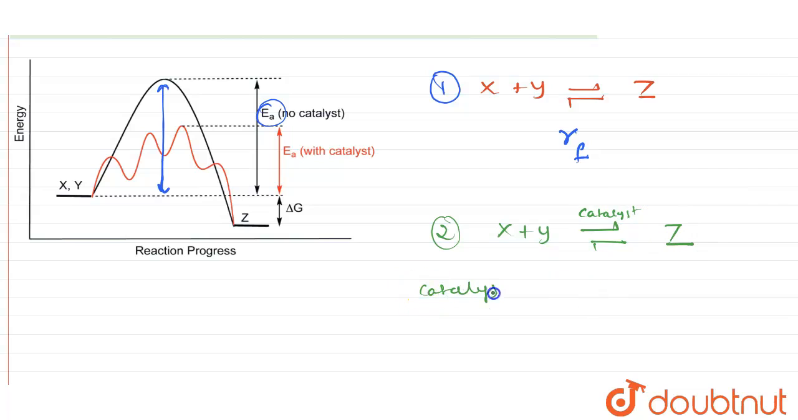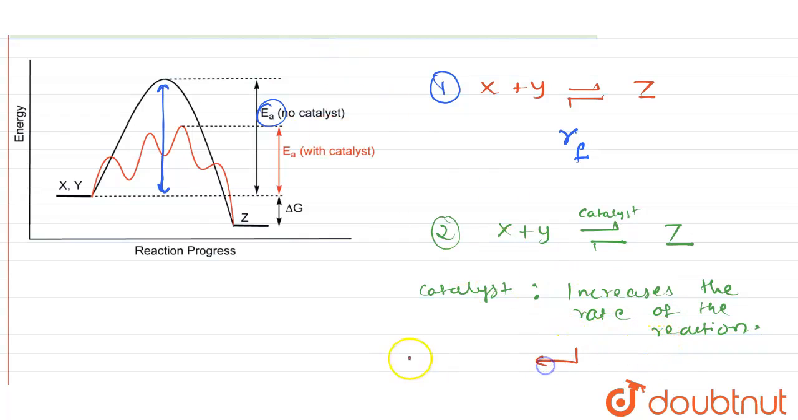Catalyst basically increases the rate of the reaction, but it does not take part in the reaction; it alters the rate of reaction by increasing it. And how does this increase happen? It basically decreases the transition energy, or you can say the activation energy required, so as to convert the transition state to product state, right?